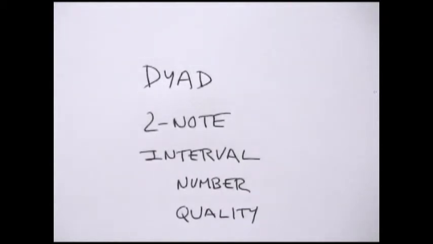The number is determined by the position of notes on the staff, and the quality by the number of semitones separating the two notes on the keyboard.